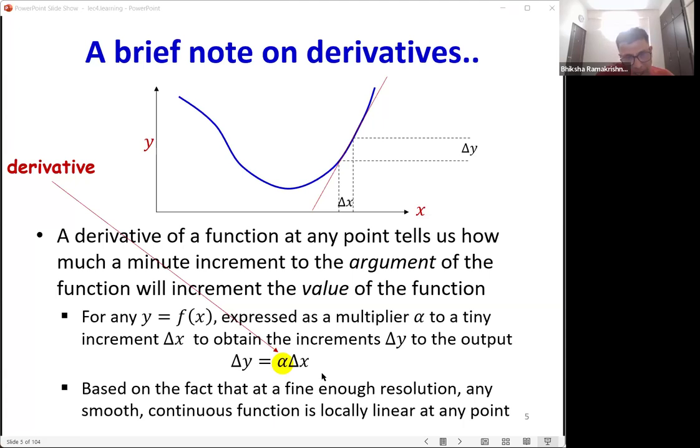This is based on the fact that for continuous functions at fine enough resolution, the function is locally linear. Now, in your college classes or high school, you might often have used this notation dy over dx for derivatives. How many of you are familiar with this notation? I'm sure all of you are familiar with this notation, right? Yes or no?